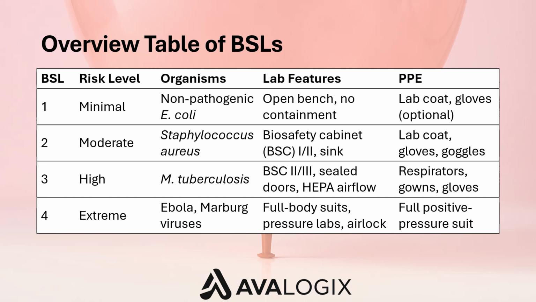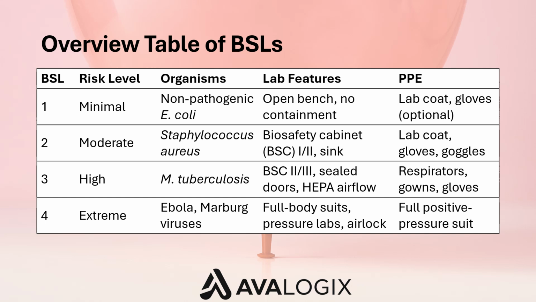Here's a comparative overview of the 4 biosafety levels. This table summarizes the progression from basic to maximum containment. At BSL 1, we're dealing with organisms like E. coli K12 that are non-pathogenic. Standard microbiological techniques and basic PPE like lab coats suffice. At BSL 2, the stakes are higher. You might be working with Staphylococcus aureus or influenza A, and you'll need biosafety cabinets and routine access control. At BSL 3, you're in a controlled environment with serious pathogens like Mycobacterium tuberculosis.